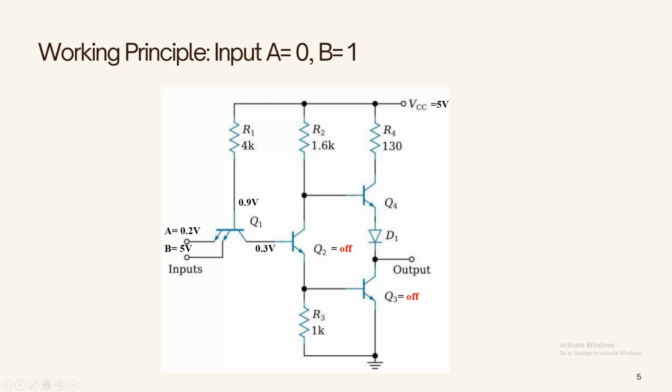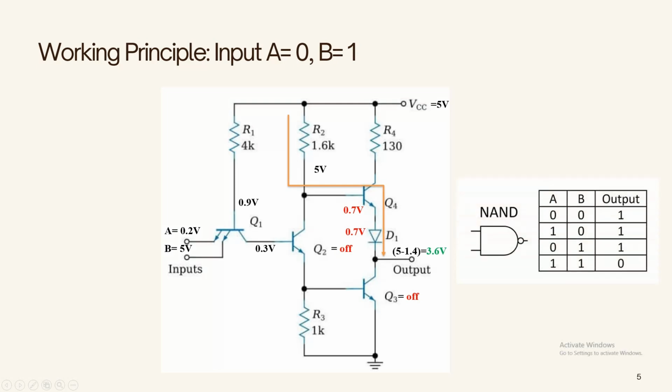And as I saw in the previous case, if these two transistors remain off, then all the current flows through the Q4 transistor, and there will be a 0.7 plus 0.7, 1.4 volt drop. We can calculate the output voltage from the base of the Q4 node: 5 minus 1.4 volt is equal to 3.6 volt at the output node, and this can be registered as a high signal at the output. This satisfies the condition of the NAND gate for when any of the inputs is at high voltage and the other is at low voltage.